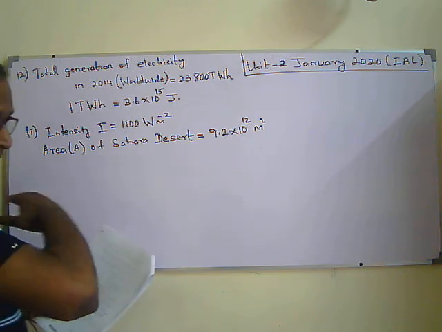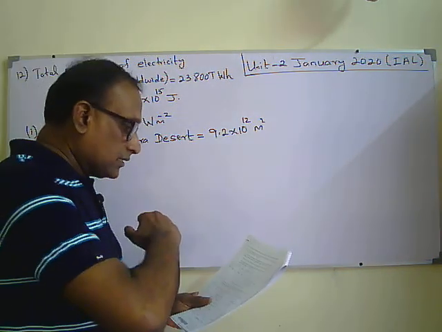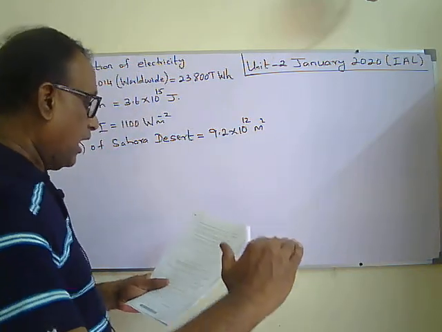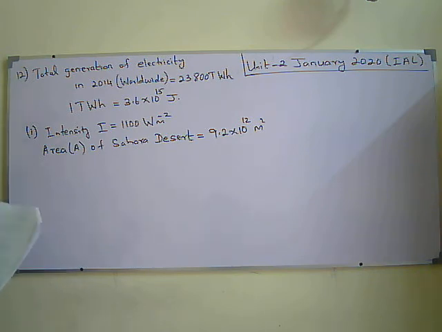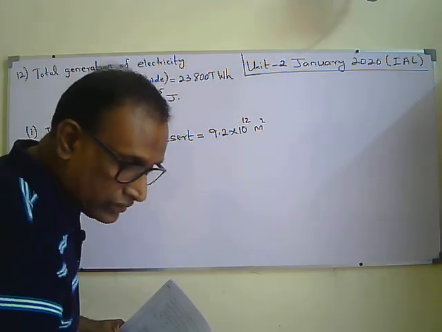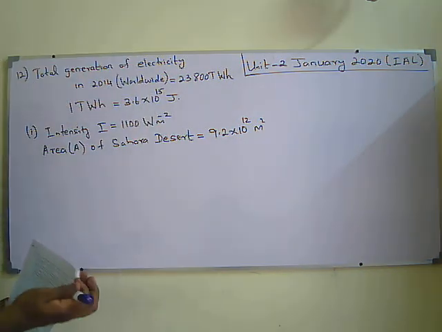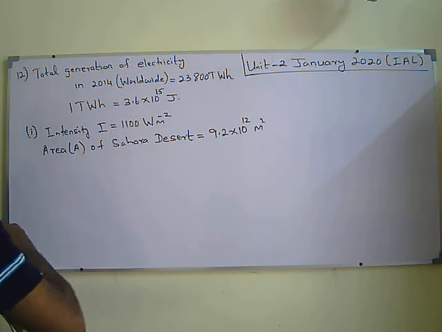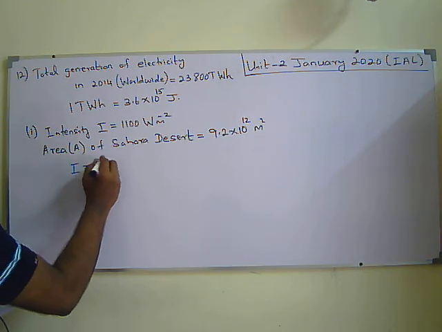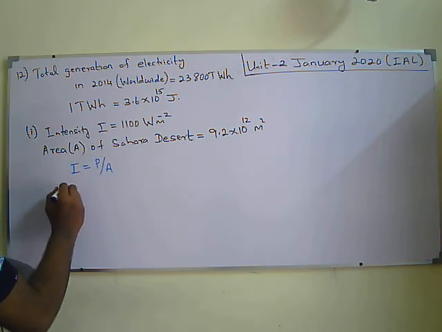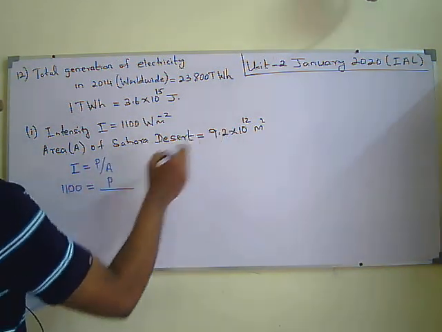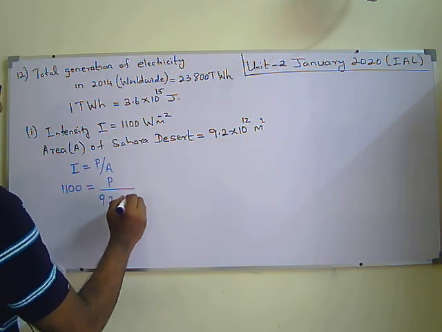So they are thinking of placing solar panels in the Sahara Desert. So if they put solar panels in the Sahara Desert, how much energy will be received during 1 hour, right? So how much solar energy will be received by the panels during 1 hour? That's the question, first part. So we know that intensity equals power over area. Intensity is given as 1100, so I can find the power using the area 9.2 times 10 to the power 12.